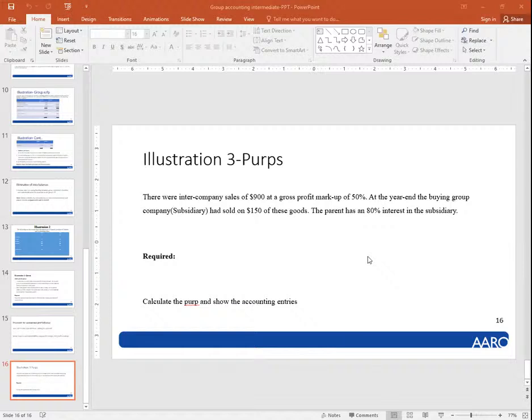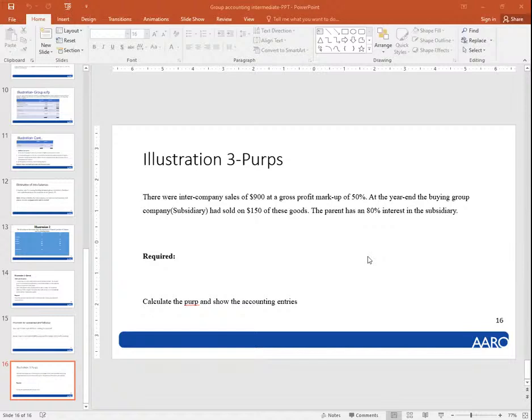So we have the parent, the subsidiary, the intra-sales are 900. Profit markup is 50%. Right? And then there is a 150 there.